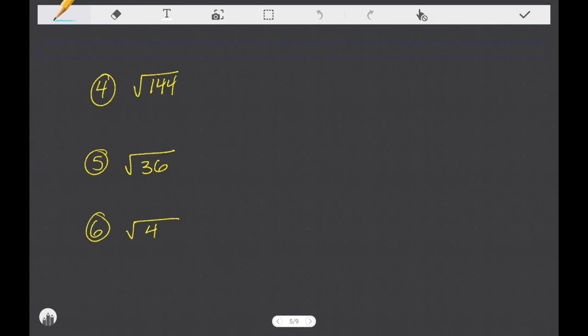Okay, so if I were to say, just try this, just throw it out there for a minute. We're going to try number 4. What number times itself equals 144? I'm going to give you just a few seconds here to think about that. And same thing with number 5. What number times itself gets me 36? And then, of course, last, number 6. What number times itself gets me 4?